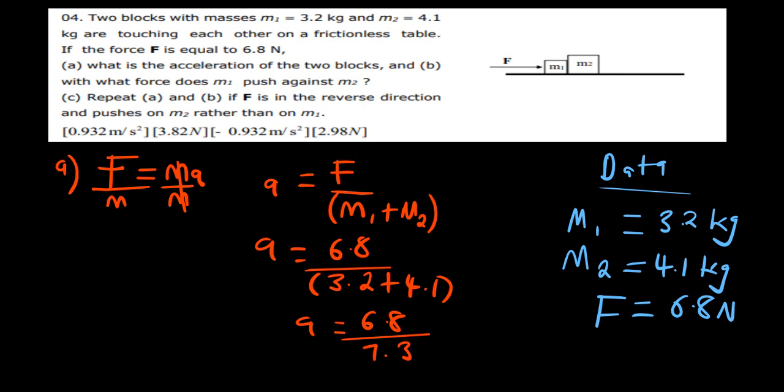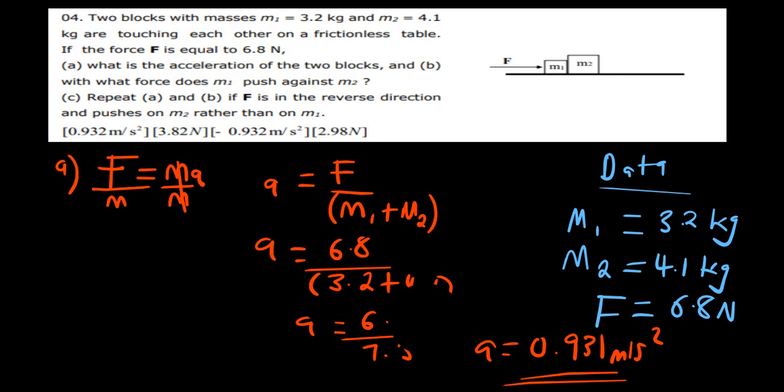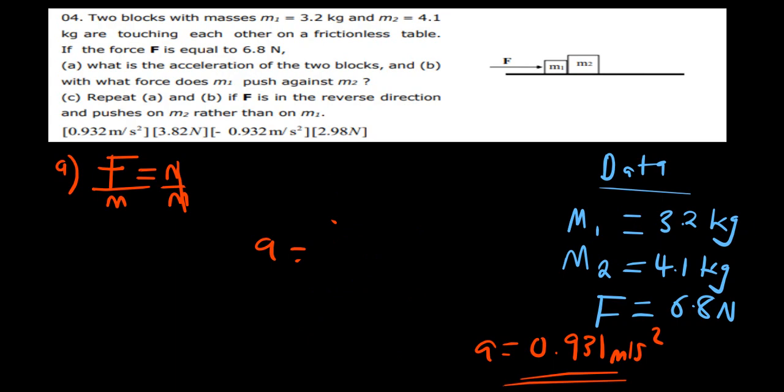So acceleration will be equal to 6.8 divided by 3.2 plus 4.1, that is 7.3. Then 6.8 divided by 7.3 gives me 0.931 meters per second squared. So that is the acceleration, the first answer. Allow me to keep the acceleration and rub everything else out, because we might need it as we solve the other questions.